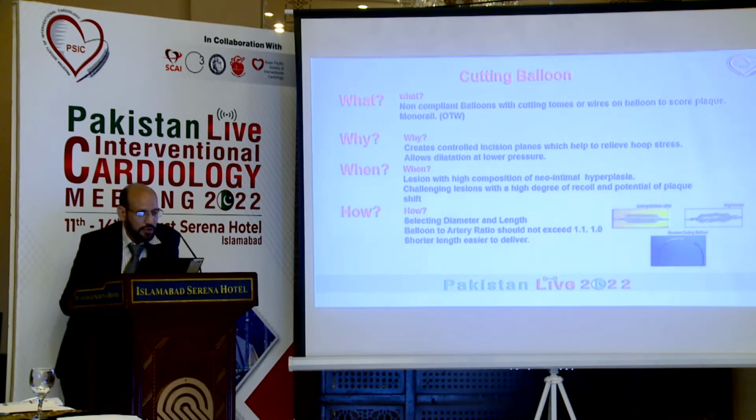So when? Lesion with a high composition of neointimal hyperplasia, and challenging lesion with a high degree of recoil and potential of plaque shift. How? It's very important to select the diameter and length. Balloon to artery ratio should not exceed 1.1 or 1.0. So shorter length is easier to deliver.